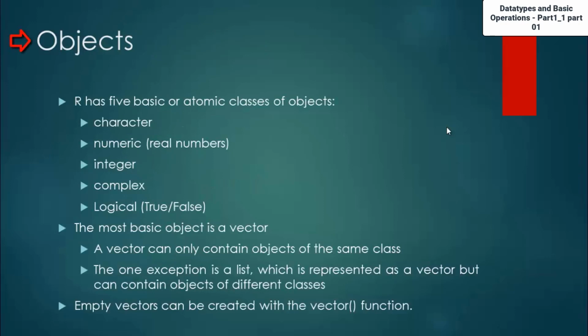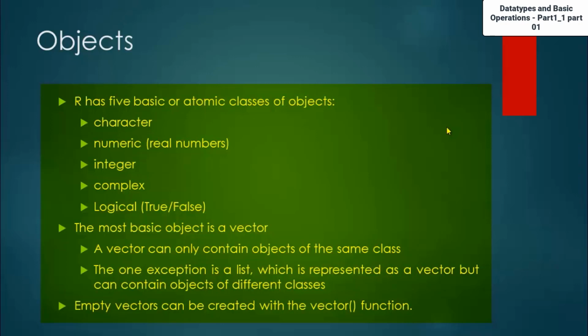R basically has 5 atomic classes of objects. R programming is very much different from C programming and C++, but there are some similarities as well. The 5 atomic classes of objects in R programming are characters, numeric, which are real numbers, integers, complex numbers, and logical, which will contain true or false. We can call it boolean also.